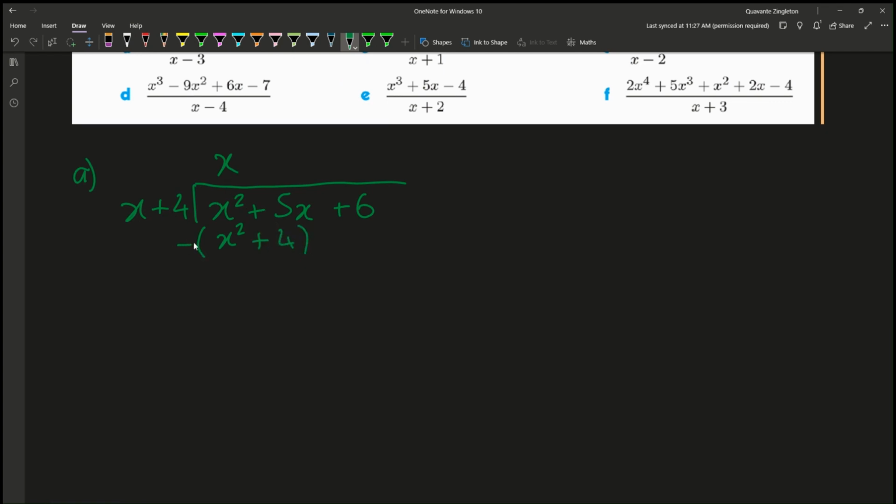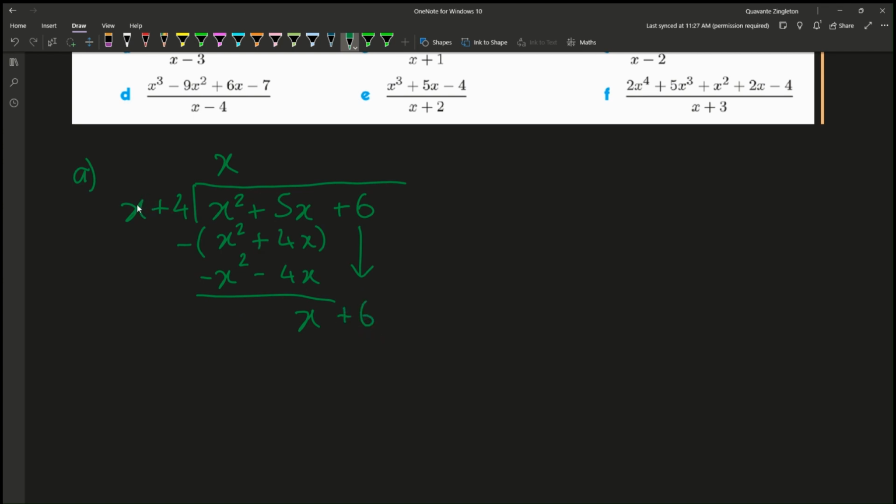And now I close my brackets. Now I factor in this negative and do basic subtraction. So it actually becomes negative x squared minus 4x. And now I do basic subtraction. So x squared minus x squared cancels out, and 5x minus 4x is just x. Now I just bring this term down, so I have x plus 6.